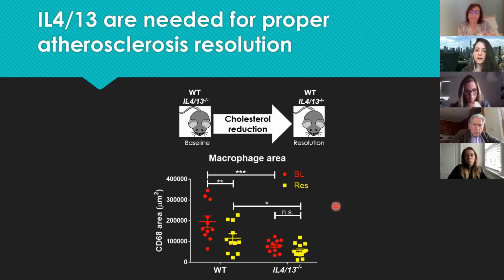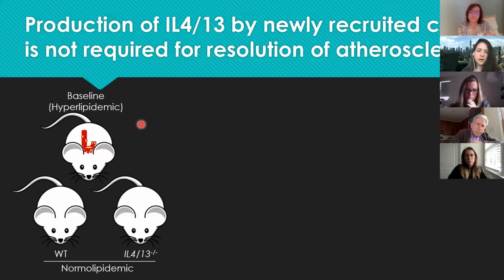Now, our next question was whether the source of the IL-4/13 is from newly recruited cells, because STAT6 was needed in newly recruited cells. So we turned back to our transplant model. And now, again, we had our baseline group that are hyperlipidemic, and we took the arches from these mice and transplanted them into either wild type or IL-4/13 double knockouts.